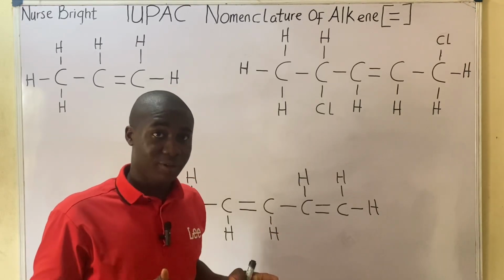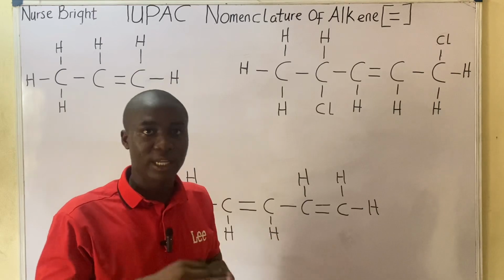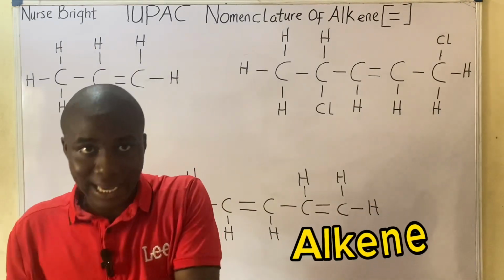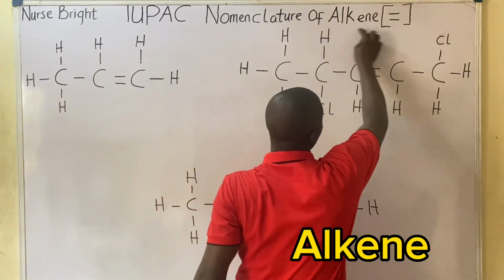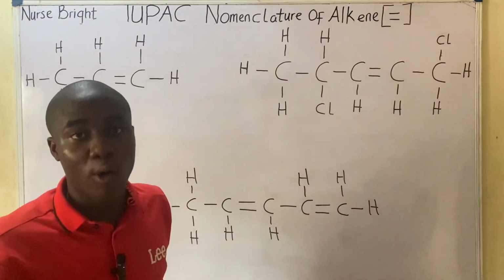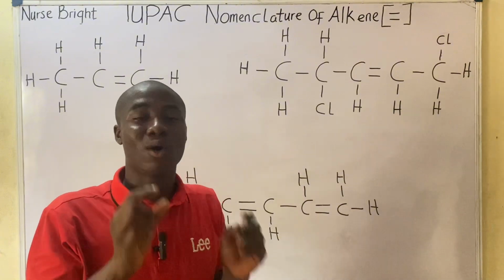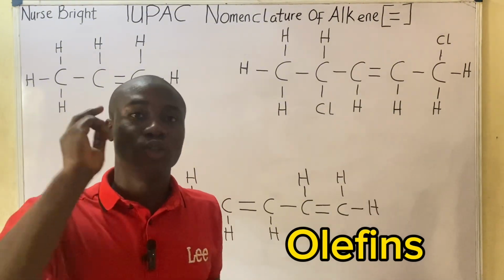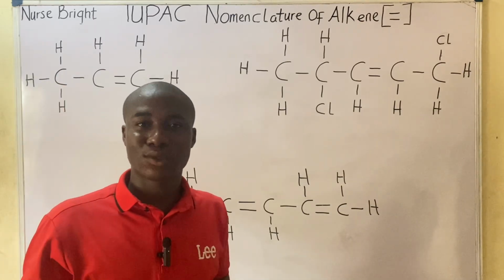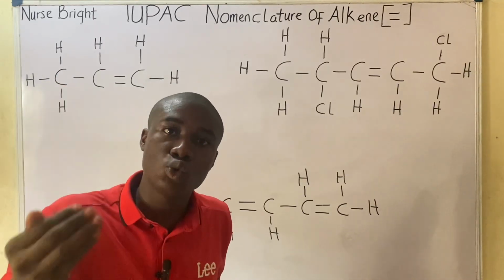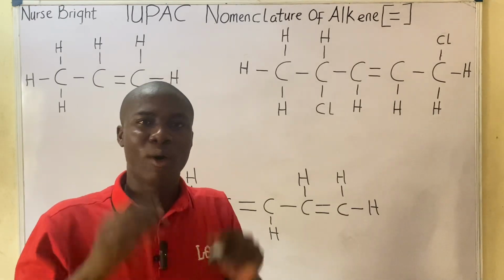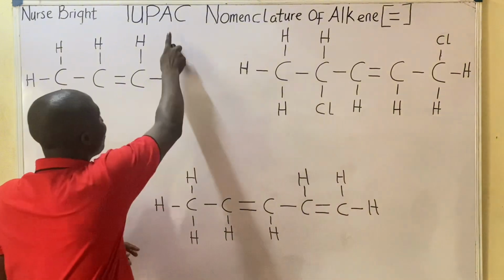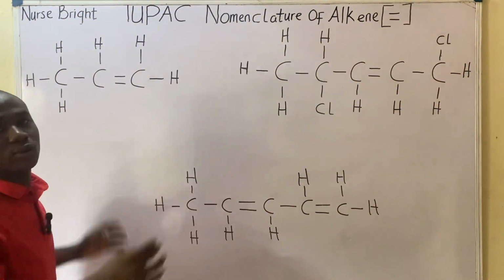In the course of this video lesson, I'll be explaining how to name compounds that are alkenes. And there are special features about this group of compounds. Now, alkenes are also called olefins, and they are double bonded. As well, they are sp2 hybridized. But in this video lesson, we'll be focusing on the IUPAC nomenclature of this set of compounds.